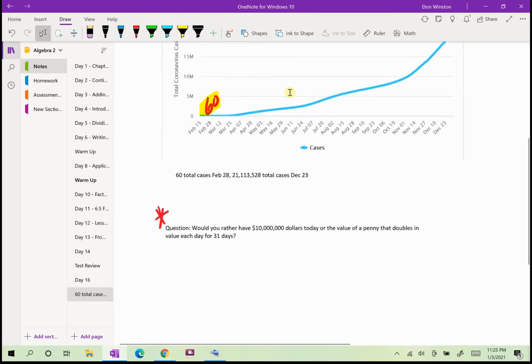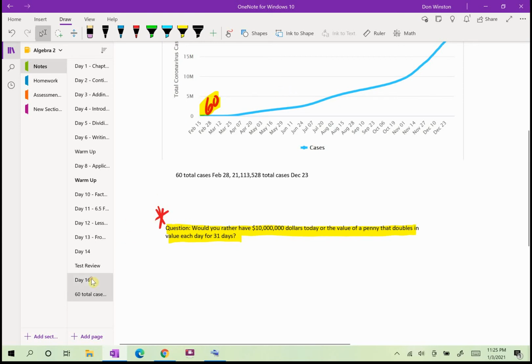Let me ask this question. Would you rather have $10 million today, or the value of a penny that doubles in value each day for 31 days? The first day you'll have a penny, the next day you'll have 2 pennies, and the next day after that 4 pennies. Assuming you'll be alive in 31 days, what's more valuable? I'll answer that question at the end of the lesson.